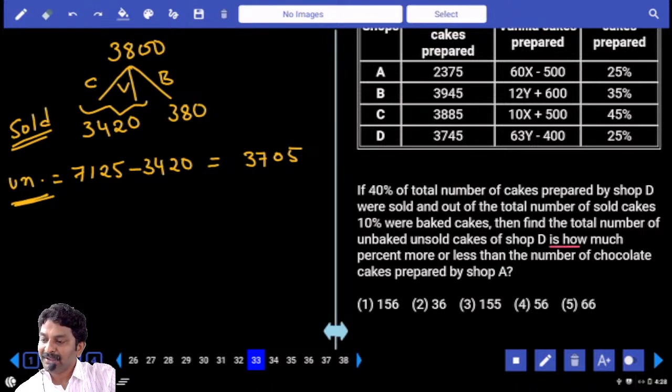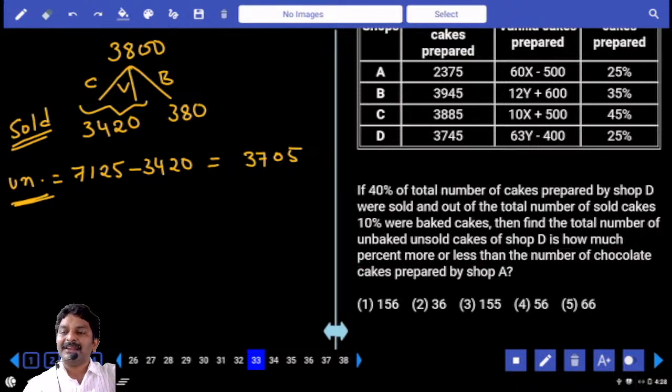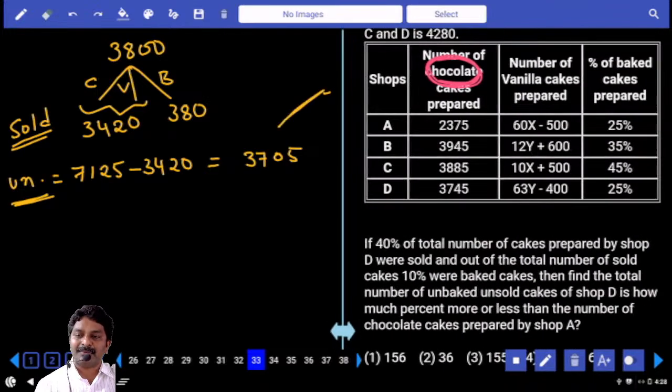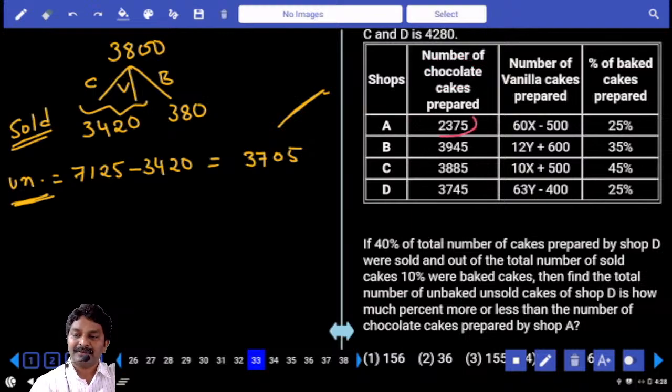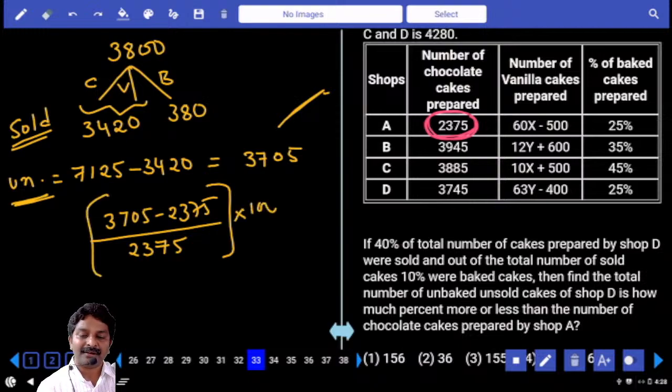Is it how much percentage more or less than the number of chocolate cakes prepared by shop A? Chocolate cakes prepared by shop A: 2375. That is available in the table. Correct. So our number is definitely more than this number only. How much more is it, with respect to 2375? 3705 minus 2375, calculated as a percentage with respect to 2375 into 100.